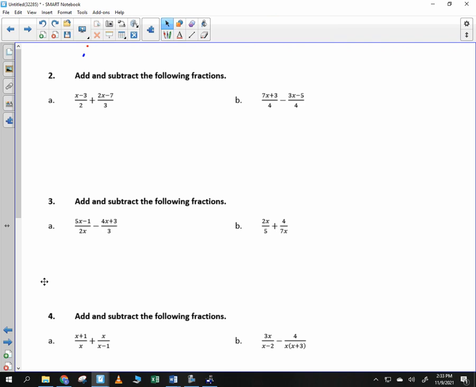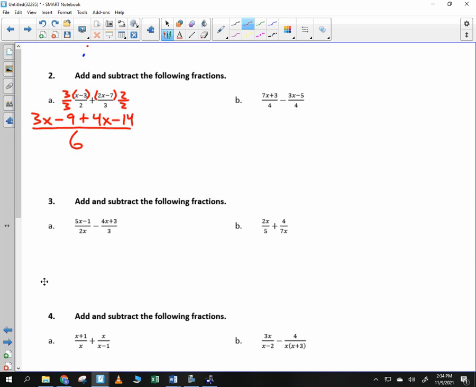So notice that I'm going to have to multiply this entire expression by 2. On the other side, I have to multiply the entire expression by 3. So what will be the new denominator? 6. And on the top, 3x minus 9. Good, you distributed the 3 through. Plus, now distribute the 2 through, and I get 4x minus 14.